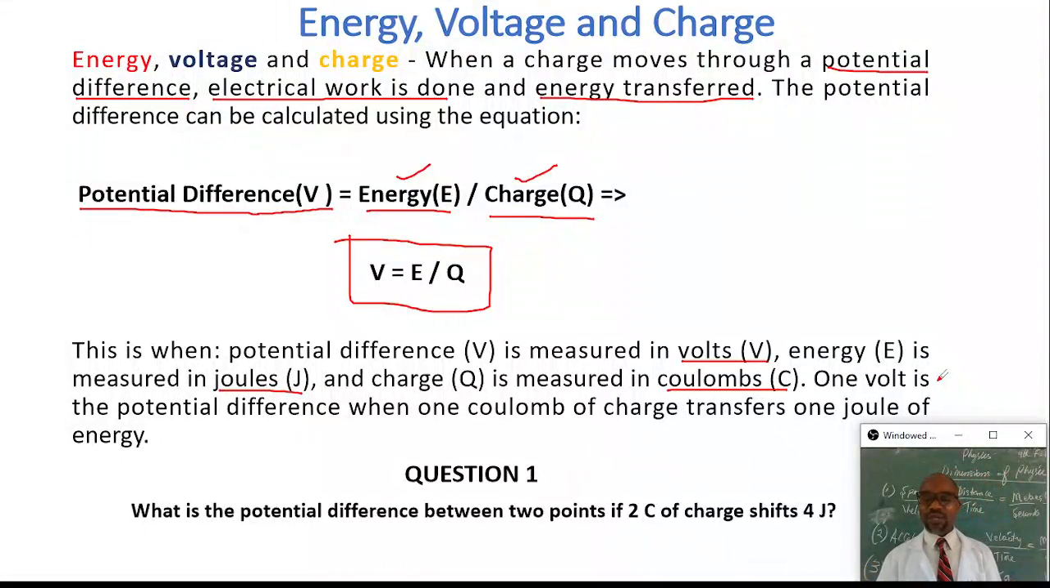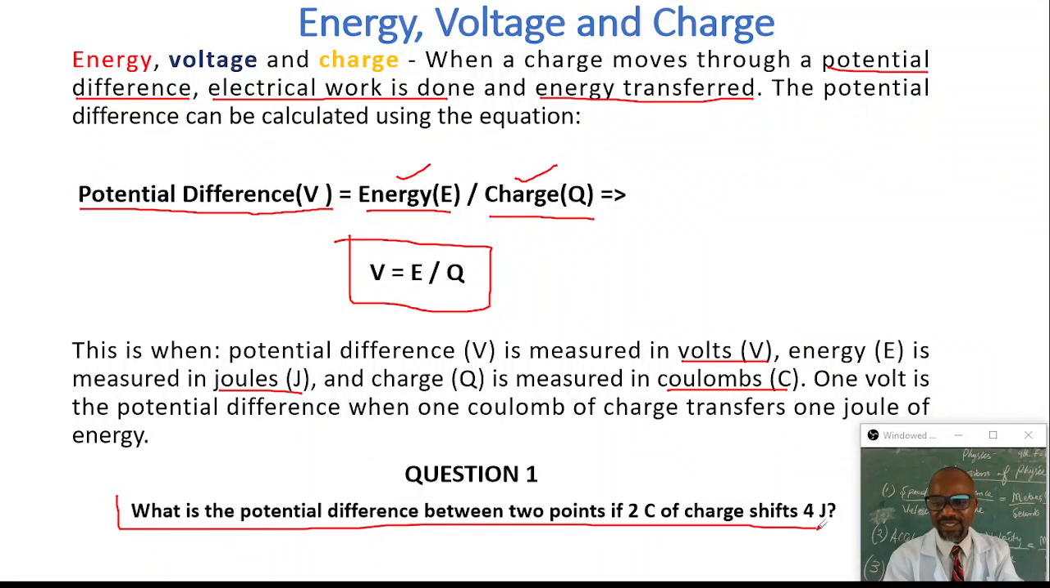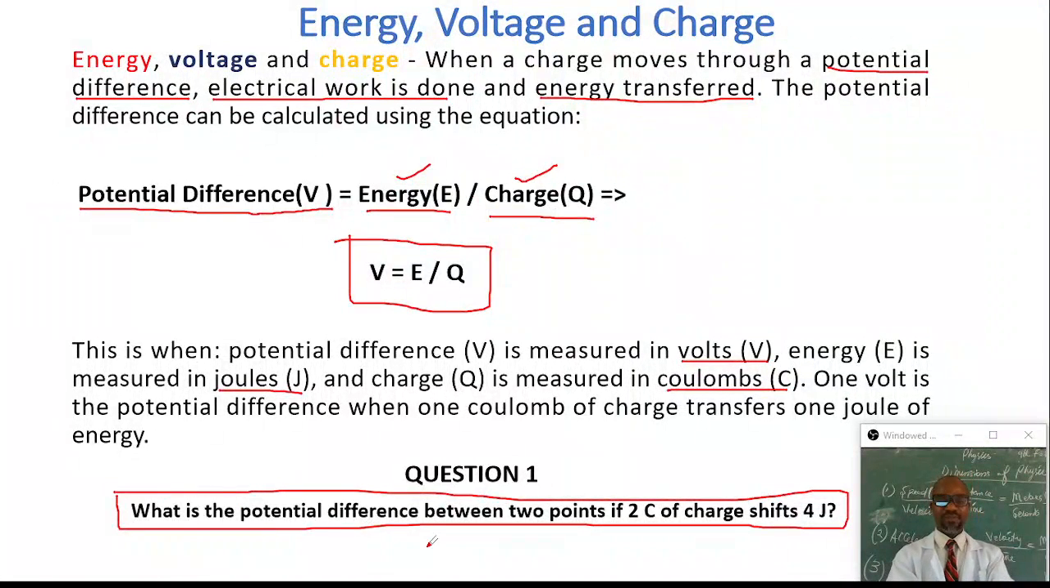Having said that, there is this simple question that we are expected to solve. Look at this question. We are asked to estimate the value of potential difference. We are asked to find the potential difference. So how do we do that? We are going to do that by simply applying this formula. We are going to find V because we have E and we have Q.